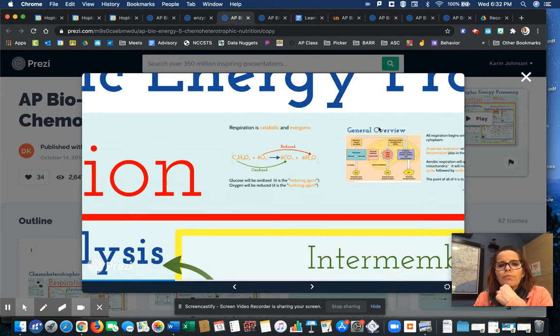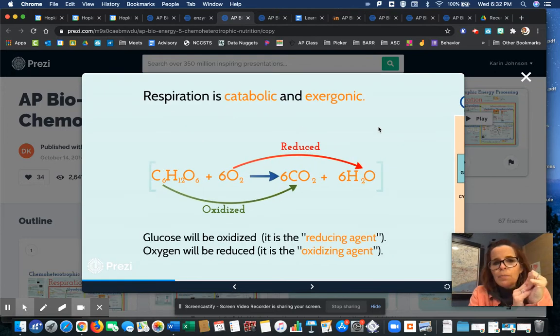So let's go ahead and review some things. Cell respiration is a catabolic process. Catabolism refers to breaking things apart. When I'm trying to remember the difference between catabolic and anabolic, I think, catabolic breaks things down, so I imagine a cat breakdancing. Does that help? I don't know if that helps, but anyway, catabolic reactions are breaking things down.